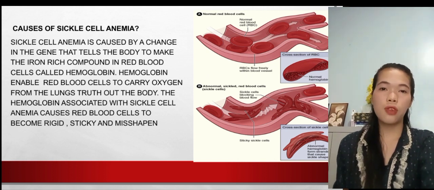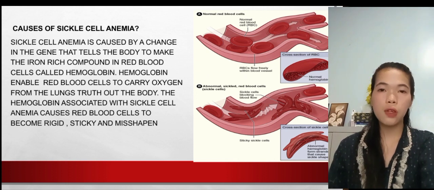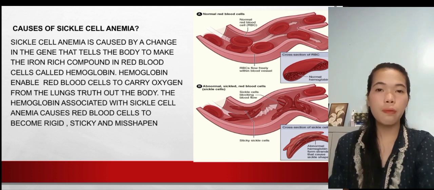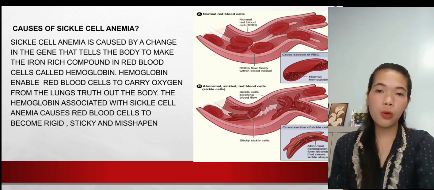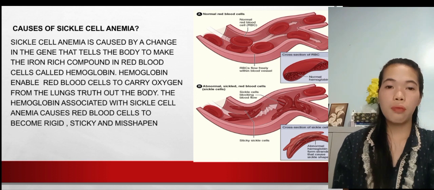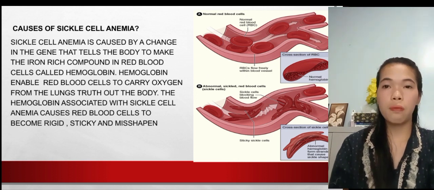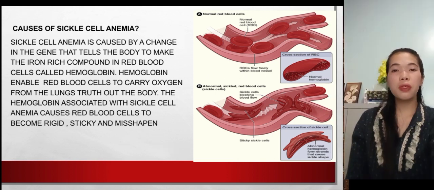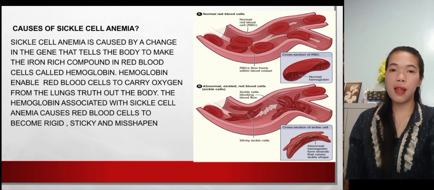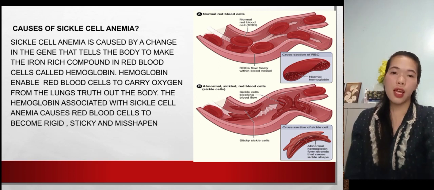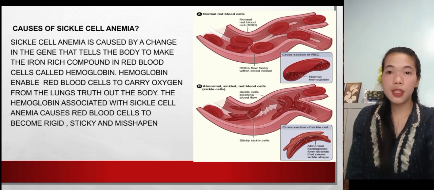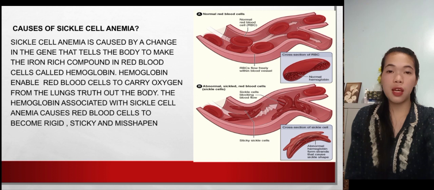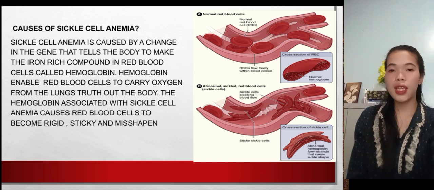As we can see, the normal red blood cells flow freely within blood vessels. The cross-section of a red blood cell shows normal hemoglobin. Then the abnormal sickle red blood cells block blood flow because of the sticky sickle cells. The cross-section of a sickle cell shows abnormal hemoglobin that forms strands that cause the sickle shape.